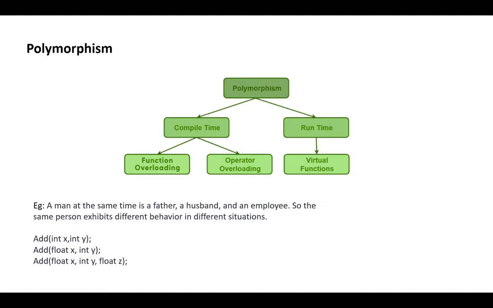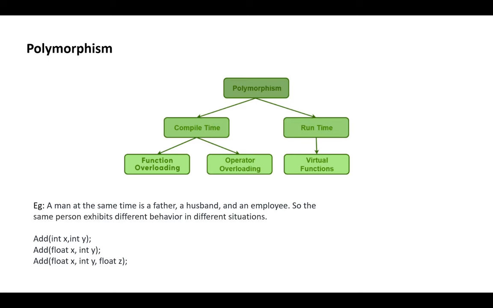And also in C++ we have two types of polymorphism. One is compile time polymorphism and the other one is runtime polymorphism. An example for compile time is function overloading, which we just saw, and also operator overloading, where we can make the operator behave differently in different situations. And the runtime one is achieved by using virtual functions. Anyways, these we will discuss in the upcoming videos.